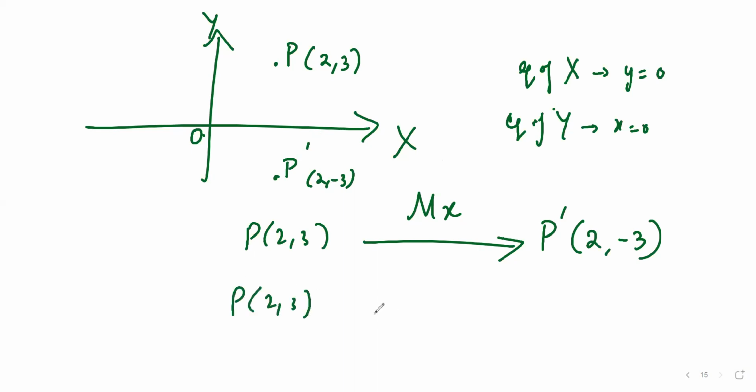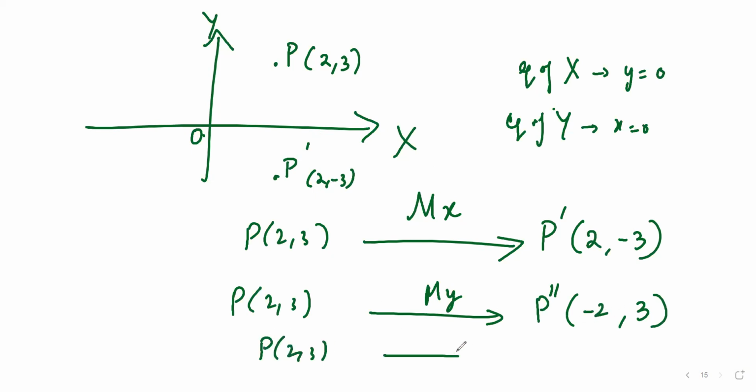Likewise, if the y-axis acts like a mirror, there will be no change in the y coordinate sign. So it will remain as 3. 2 becomes minus 2. And if I'm going to reflect the same point about the origin, both will change. Suppose P triple dash is the new point, 2 and 3 will become minus 2 and minus 3. Both the x and the y coordinate, the abscissa and ordinate, will change the sign.